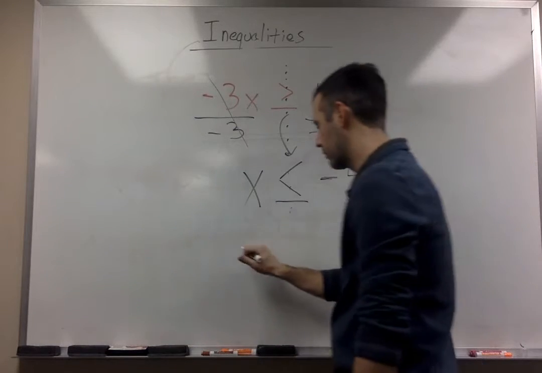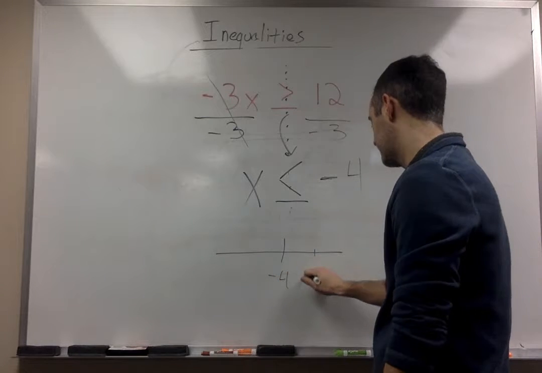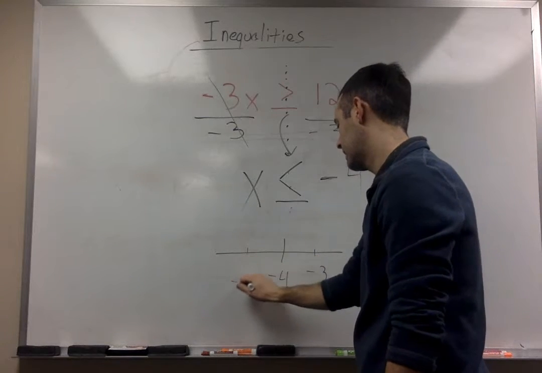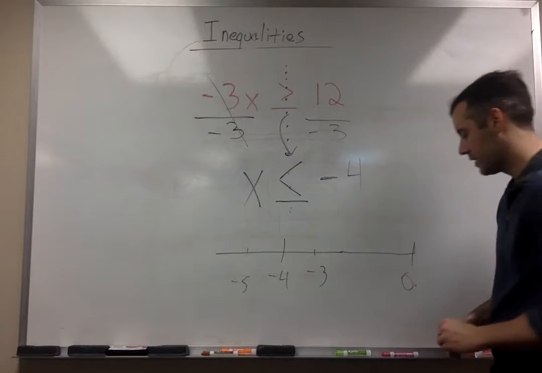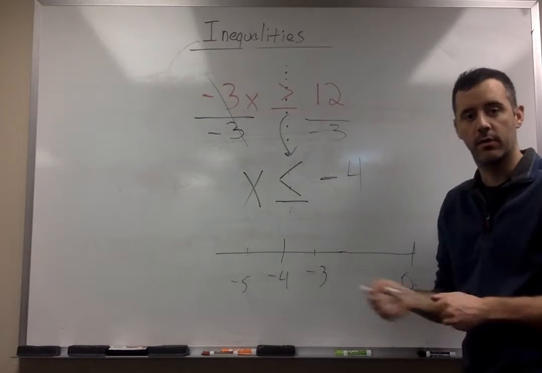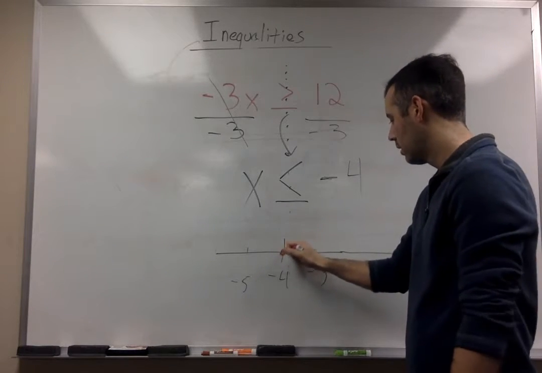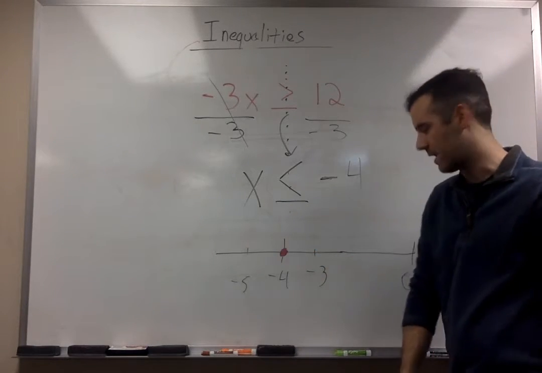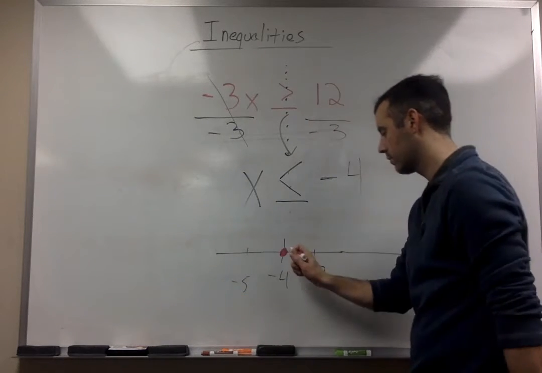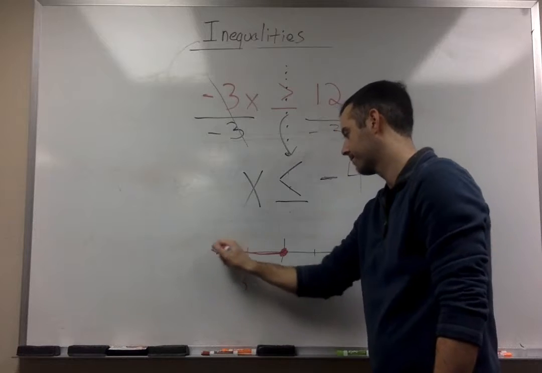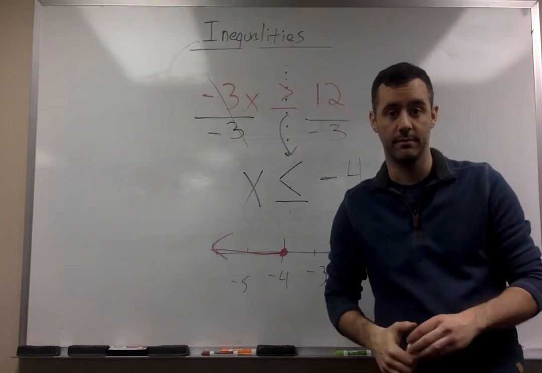Okay? I could graph that on a number line. If this was -4, this would be -3. This would be -5. Zero's over here, right? How do I show x is less than or equal to -4? Well, it's less than or equal to, so I've got to use a closed dot, right? Closed dot. Which way is less than -4? Not towards 0, right? Away from 0, so my graph is going to go this way. And that's how you solve an inequality when there's a negative in it. Okay?